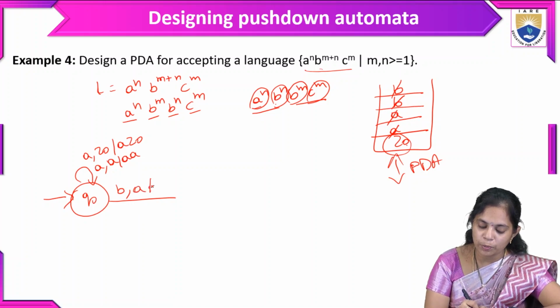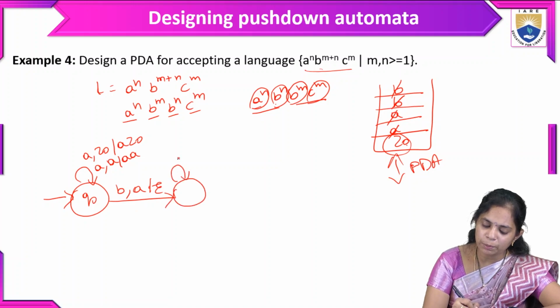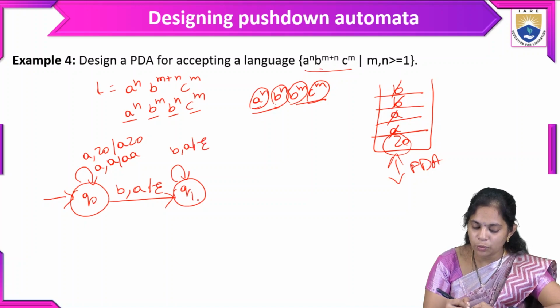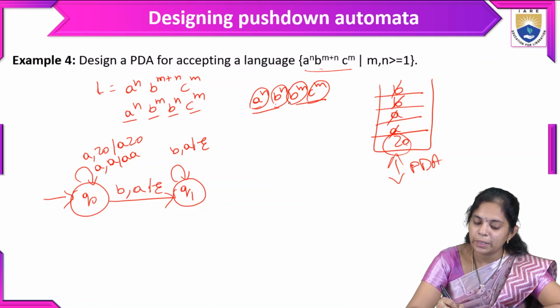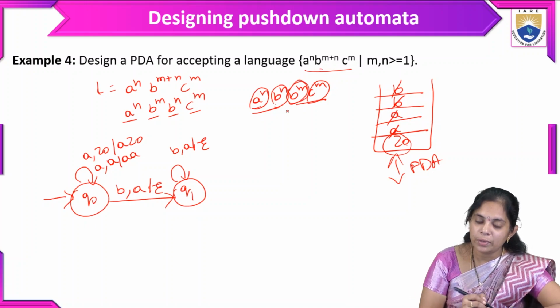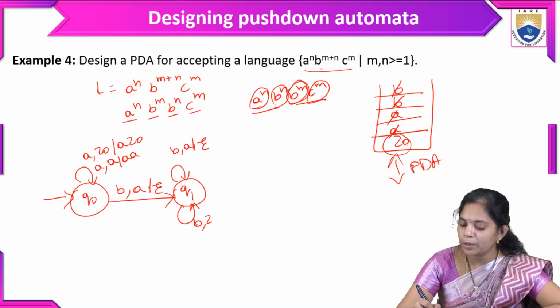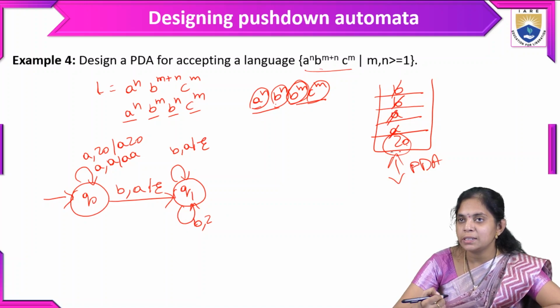And we need to perform the pop operation. For multiple B's, we need to do like this only. And here from the Q1 state only, we have one more B power m. So for this one, we need to write like this: same B and top of the stack symbol. After popping all A's, we'll reach the Z0.